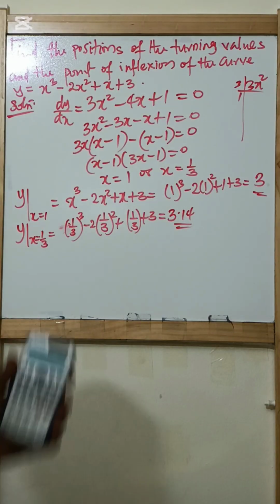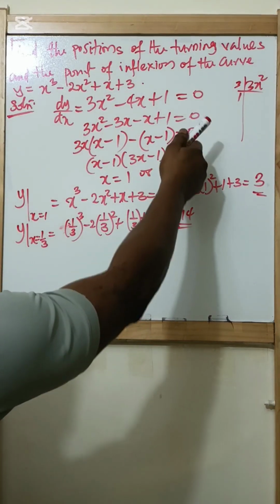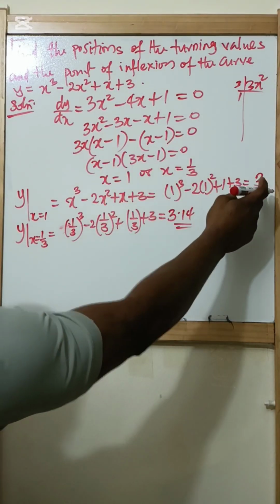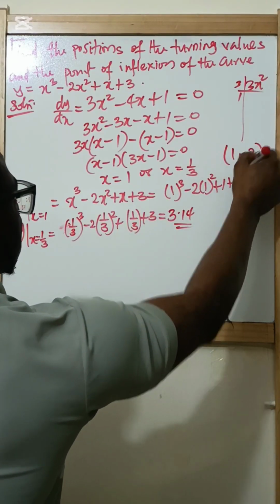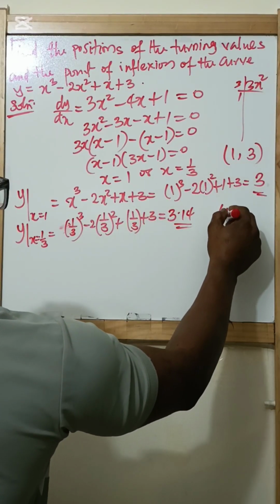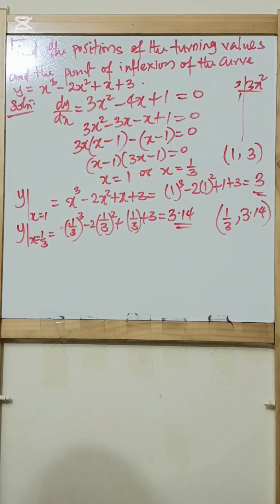Okay, so this is the value. Having obtained this, what do we do next? Those are the values. For this one, the minimum point we have is 1 and 3. For the other point, it is 1 over 3 and 3.14. Those are the two turning points.